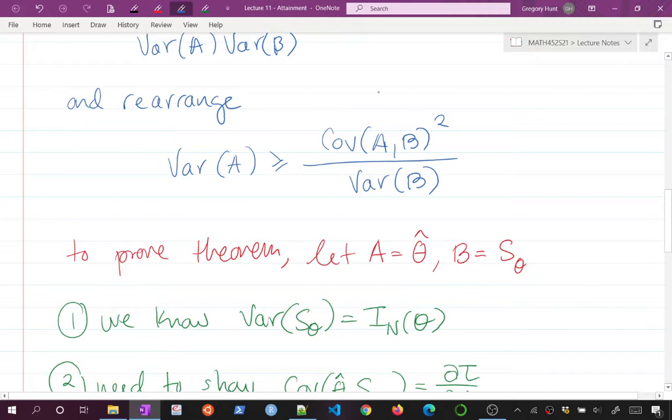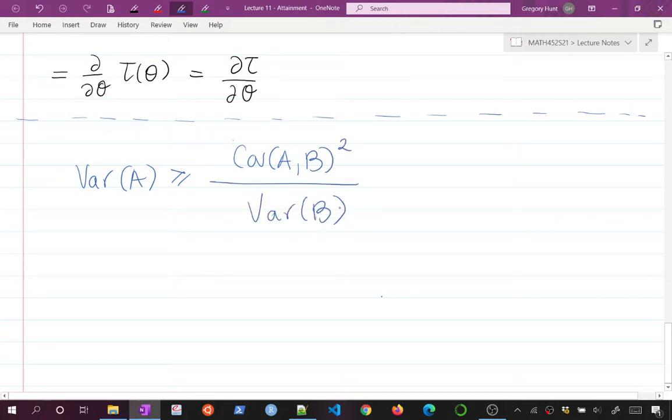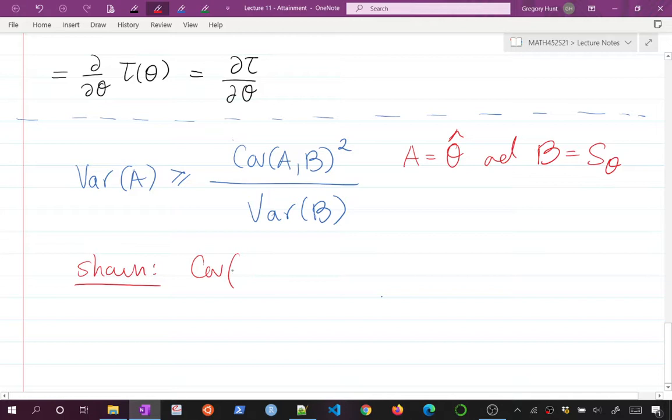So we use this inequality here, let's rewrite it: for any random variables A and B, the variance of A is always going to be bigger than the covariance between A and B, quantity squared, over the variance of B. With careful choices, if we let A be our estimator theta hat, and we let B be our score, then we know that the covariance between theta hat and the score is dτ/dθ.